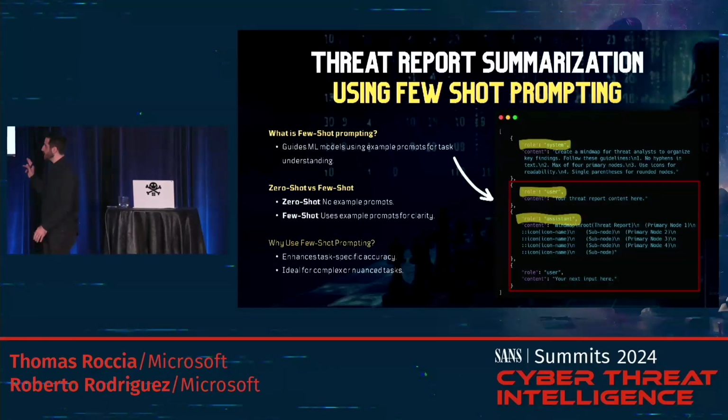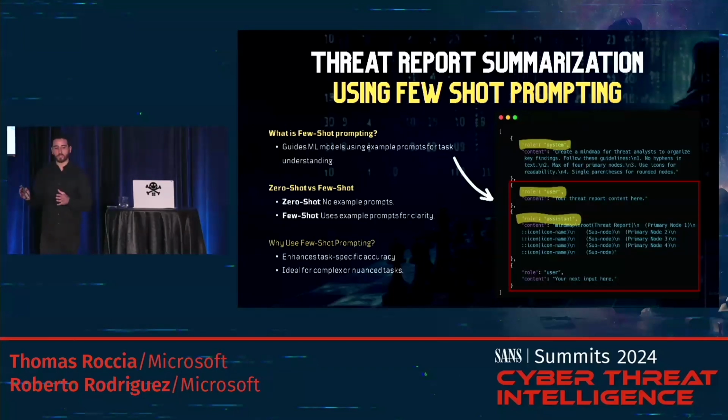So in this slide, on your right in the JSON file, you can see different information. The first one is defining the role of the LLM. The role here is the system, and we are providing the guideline. The goal of this one is to generate a mind map of the key findings from the threat reports.